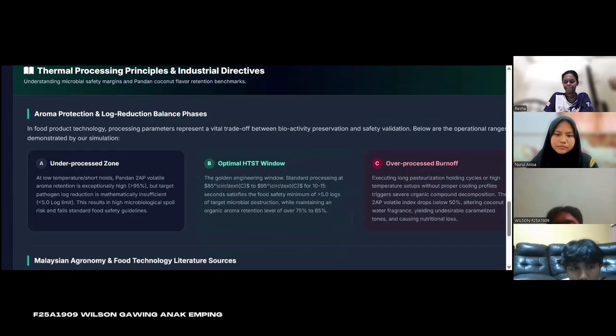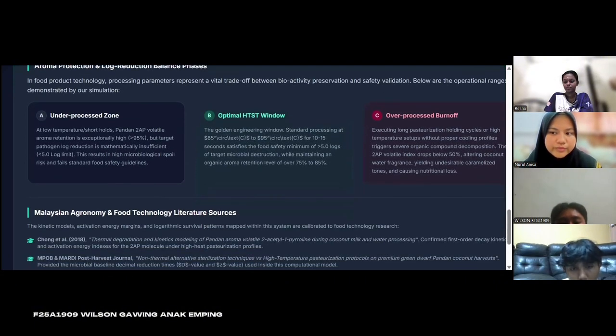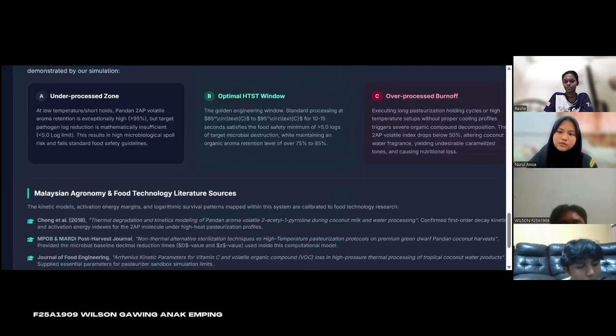The last is a recommendation on one way to make this HTML better. To improve the HTML interface of this tool, I recommend implementing an interactive sweet spot overlay on the kinetic graph. By adding a highlighted zone where the safety curve at 5 log and the quality curve at 80 percent retention intersect, operators could identify the perfect processing time visually and instantly, without needing to manually interpret complex calculus data.